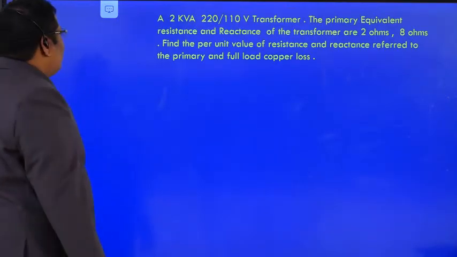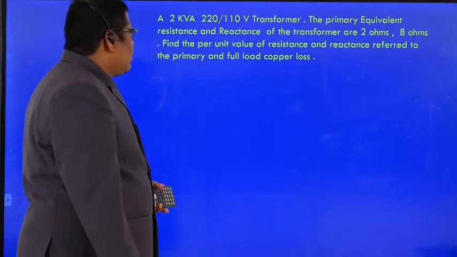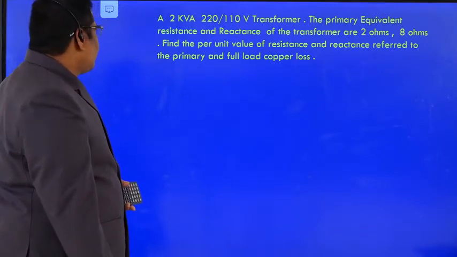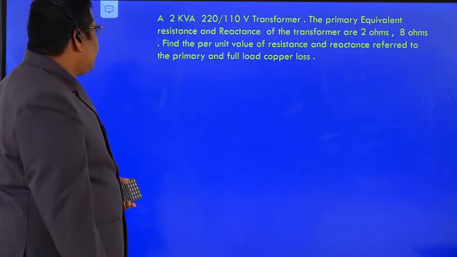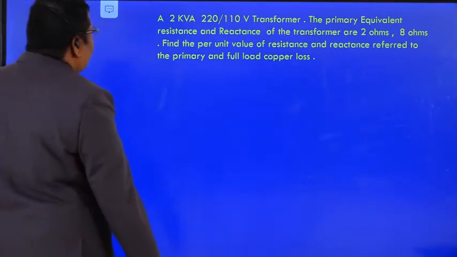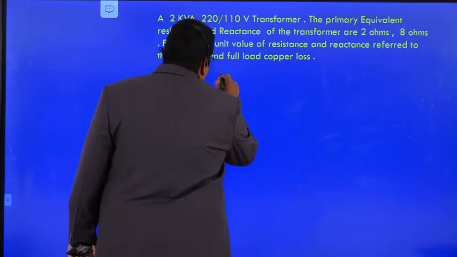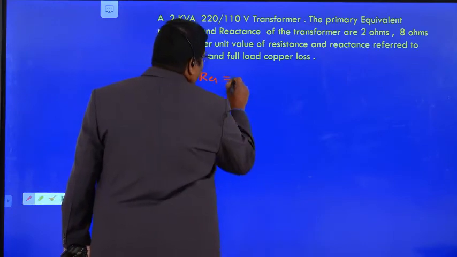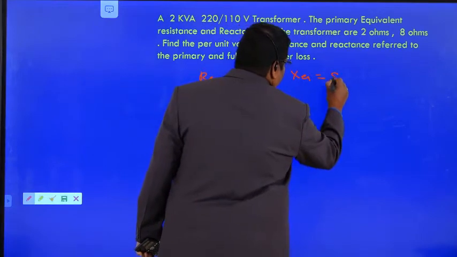Now we are going to solve this problem. A 2 kVA, 220 volts divided by 110 volts transformer, the primary equivalent resistance and reactance of the transformer are 2 ohms and 8 ohms. Find the per unit value of resistance and reactance referred to the primary and the full load copper loss. See here, the equivalent resistance and reactance of the transformer are given with reference to the primary. So RE1 equals 2 ohms, and in the same manner XE1 equals 8 ohms.